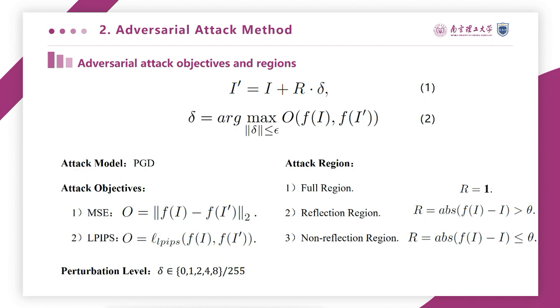Specifically, we employ different attack objectives, mean squared error and learned perceptual image patch similarity, as well as different attack regions: the full image region, the reflection region, and the non-reflection region. Through a systematic analysis, the most effective attack mode and currently the most robust SIRR model are identified. Then we conduct adversarial training based on this model to enhance its robustness.